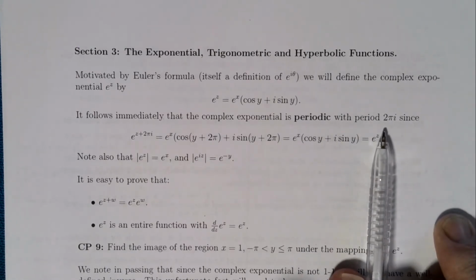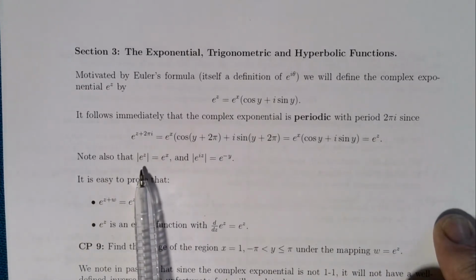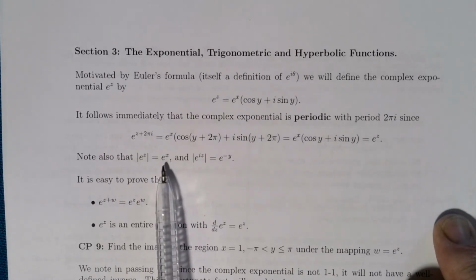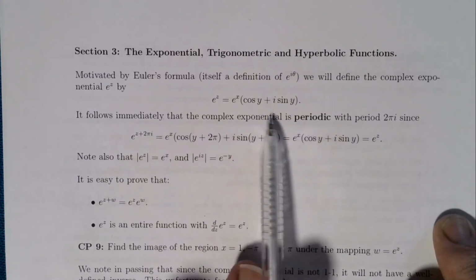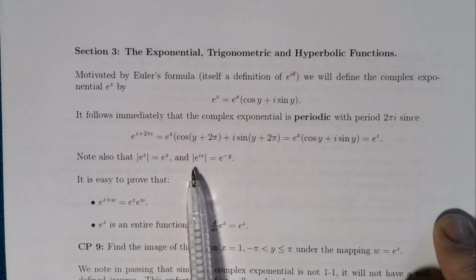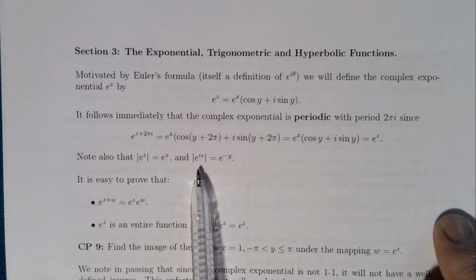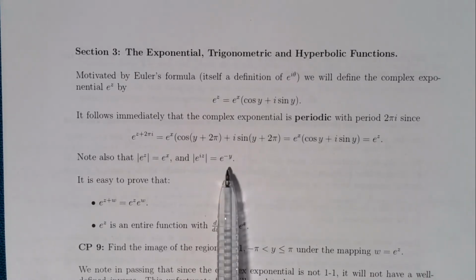And you might like to think about the implications of that in terms of inverses that we'll come to a bit later. So note also, a little exercise here, of course, that the modulus of e to the z is e to the x. That follows immediately from here. You just take the modulus of this, the square root of the real part squared plus the imaginary part squared, because cos squared plus sine squared is 1. And the modulus of e to the iz is e to the minus y, which I mentioned in passing, but that will be a useful little fact later on.